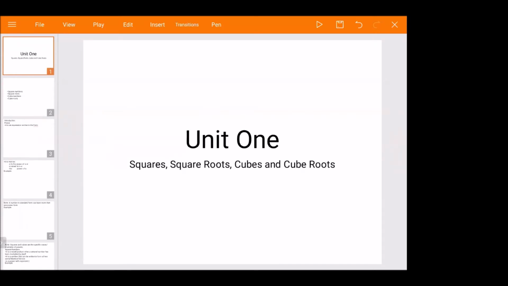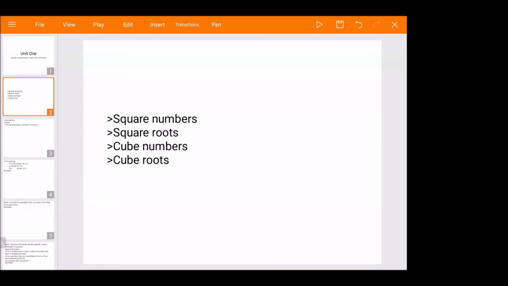So the first unit is all about squares, square roots, cubes, and cube roots. Today we'll discuss the point of square numbers. So now let us start. Basically, under this topic, we are going to deal with 4 basic concepts: square numbers, square roots, cube numbers, and cube roots. These are the 4 basic concepts that we deal with under this topic.